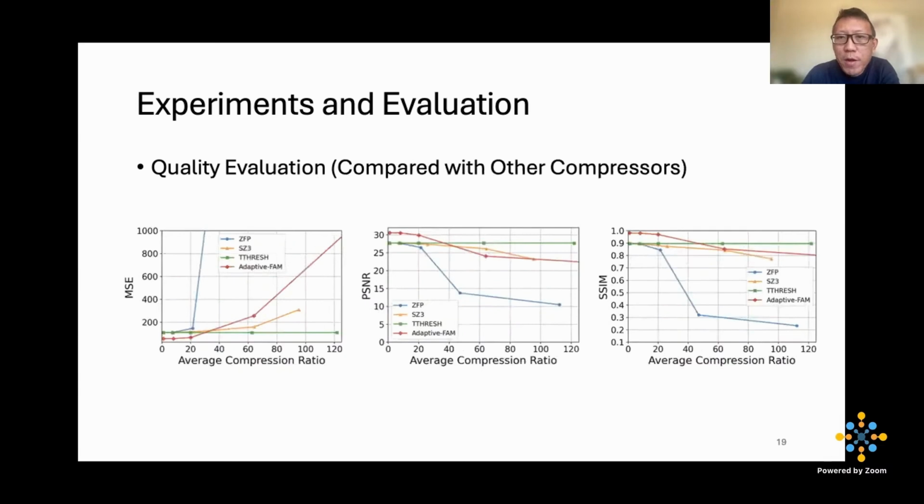So we also compare the rendering quality between adaptive FAM and other popular volumetric compressors, including ZFP, SZ3, and TTHRESH. So we can see that our method gives the best rendering accuracy when the compression ratio is less than around 30. Our method is more suitable for time-sensitive applications because it doesn't need the decompression process as other compressors do.